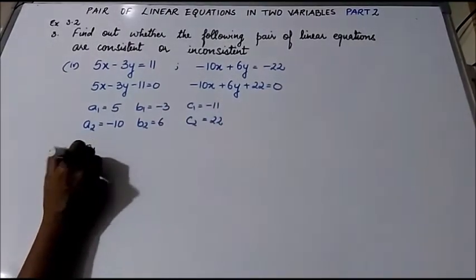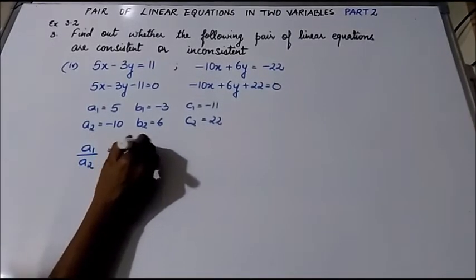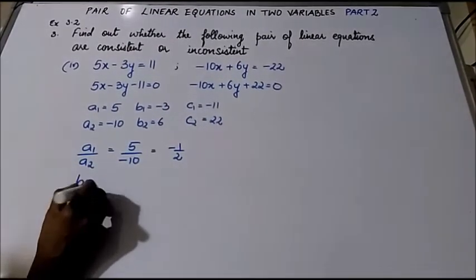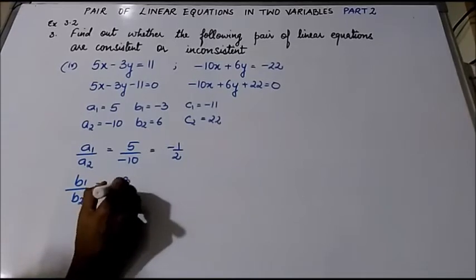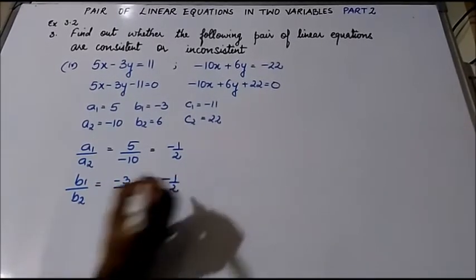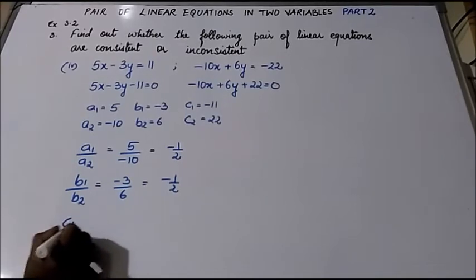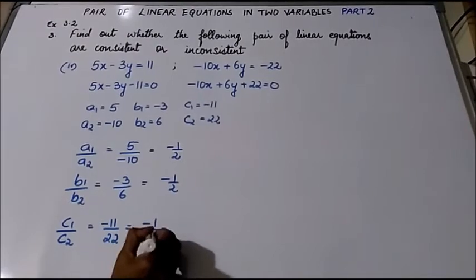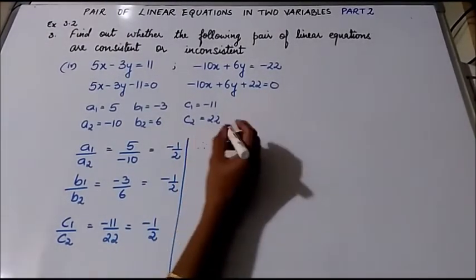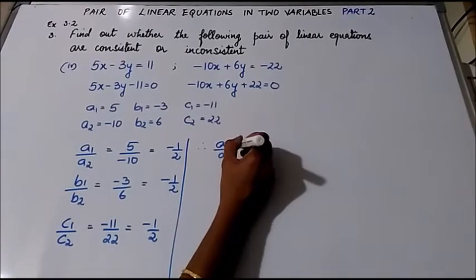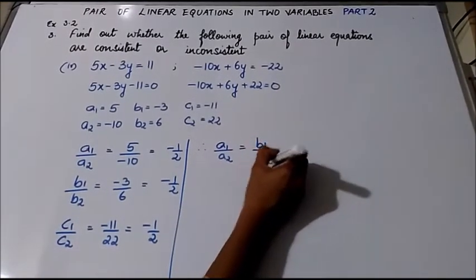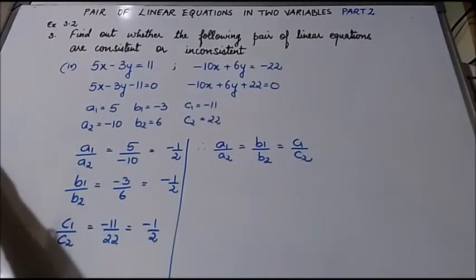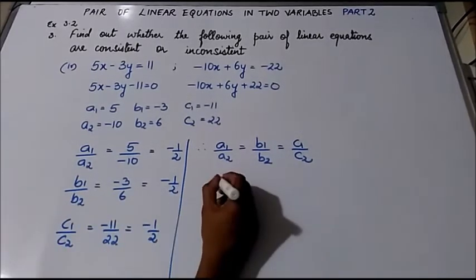Now let us check a1 by a2. a1 by a2 is equal to 5 by minus 10, that will give me minus 1 by 2. b1 by b2 is equal to minus 3 by 6, that also will give me minus 1 by 2. Since both are equal, we will check c1 by c2. It is minus 11 by 22. Once again we get here minus 1 by 2. Therefore, we see a1 by a2 is equal to b1 by b2 is equal to c1 by c2. The lines are coincident lines, therefore it will have infinite solutions.